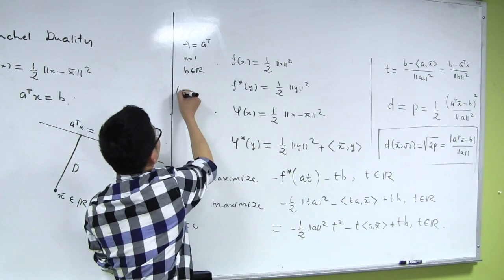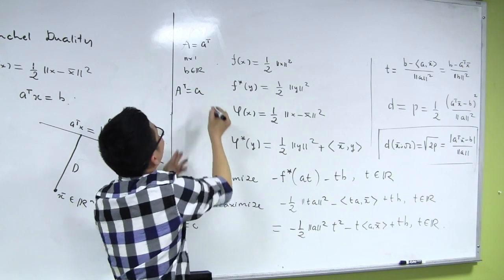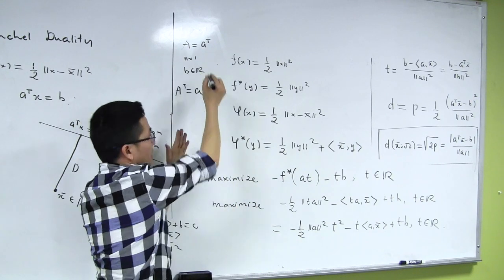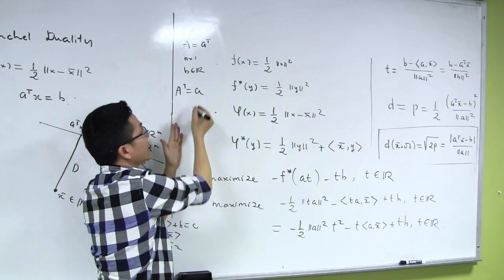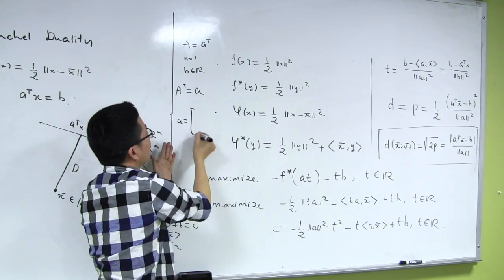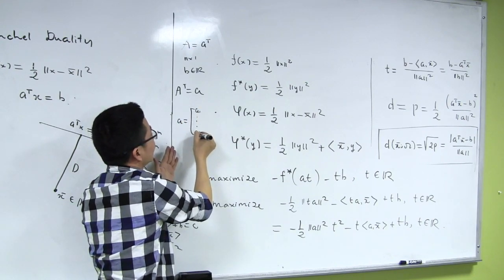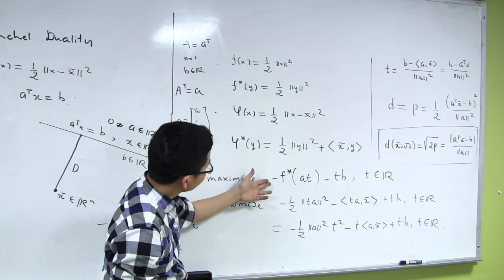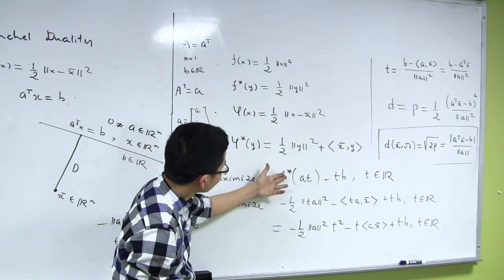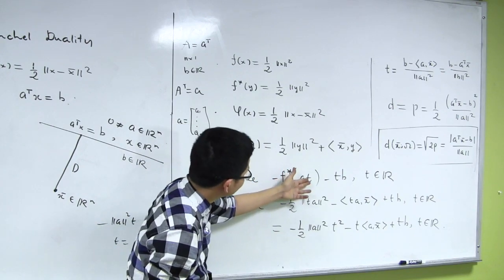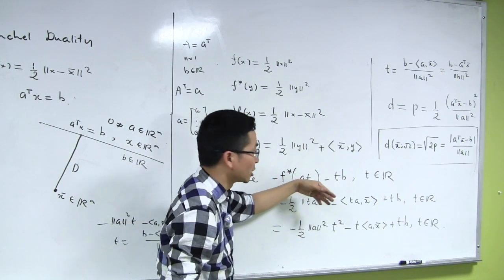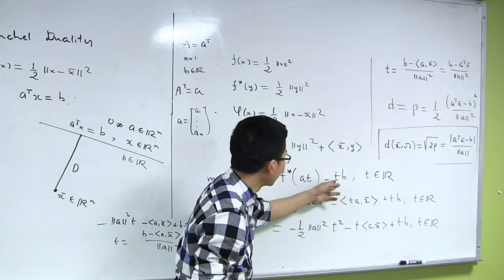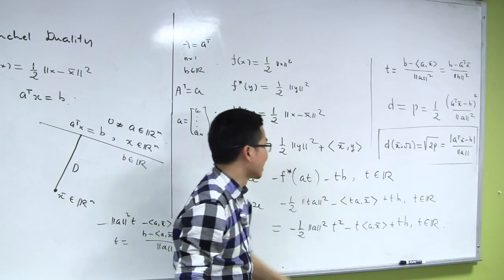Over here, A transpose is just A. By the way, we used the column notation for A. So A is a column vector, a1 to an. Okay. So then the dual problem is to maximize minus f star of A t, where t replaces the role of y earlier, minus B t, where t runs in R.